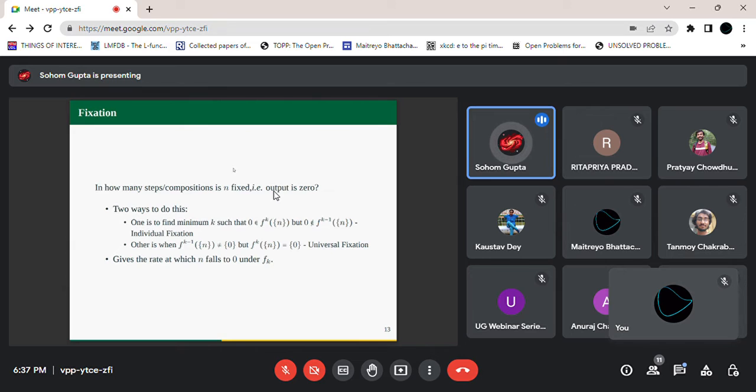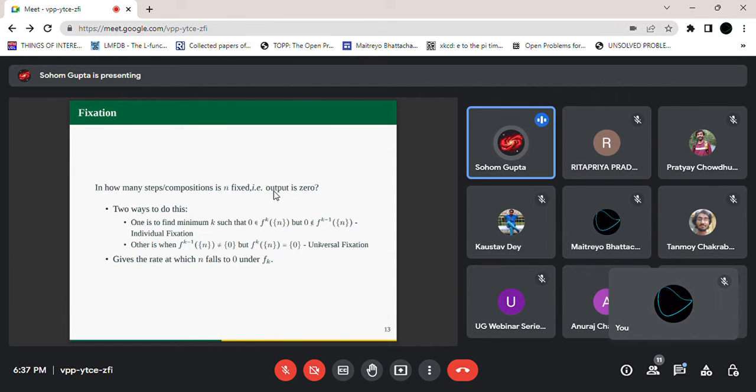So there are 2 ways to do this. As you just saw, j and j plus 1 or q and q plus 1 can be n. Suppose q is 0 after a large number of compositions, but q plus 1 is 1. So there are actually 2 ways to fix. One way to fix is when there is 0 in the kth iteration of f, but there is no 0 in the k minus 1th iteration.